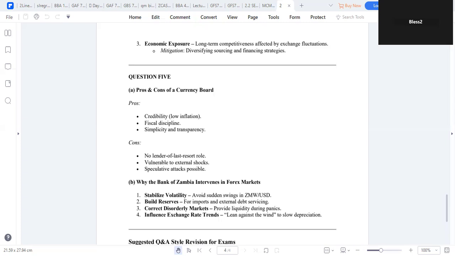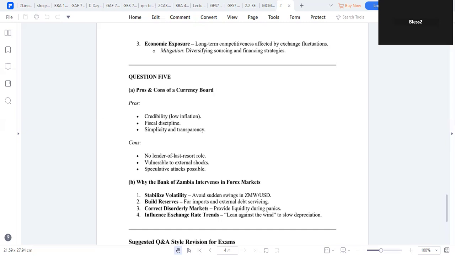Then the second disadvantage is vulnerability to external shocks. So since the domestic currency is tied to a foreign anchor, Zambia's economy becomes highly sensitive to external events like US monetary policy changes. For instance, if the US dollar appreciates sharply due to the US Federal Reserve's actions, the Zambian kwacha would automatically strengthen.